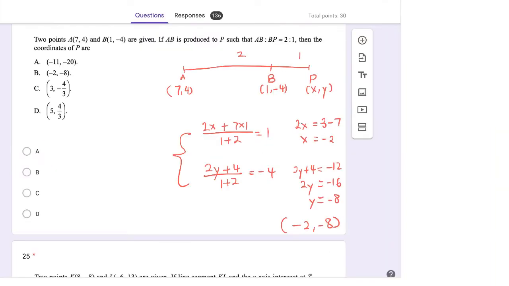For this question, if you draw the points like this, then you can basically solve the equation: 1 times this one, 2 times this one. So you have 2x here, and then 7 times 1, divided by 1 plus 2, equals 1 here. And then y times 2 and 4 times 1, so 2y plus 4 times 1, divided by 1 plus 2, and you have -4. Then you solve it, and this is your answer at the end.